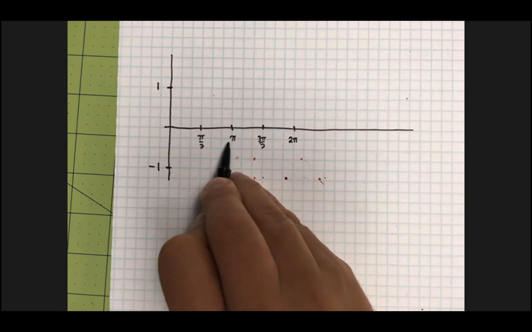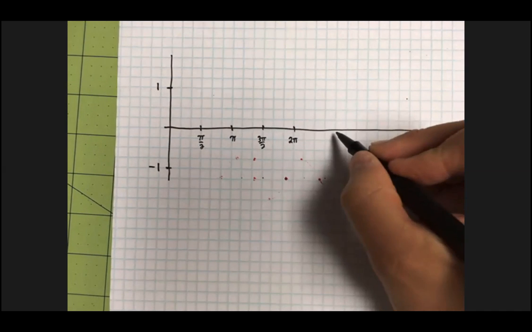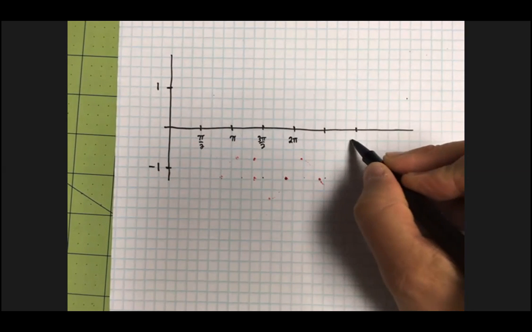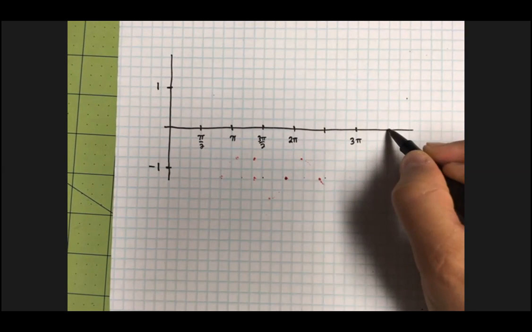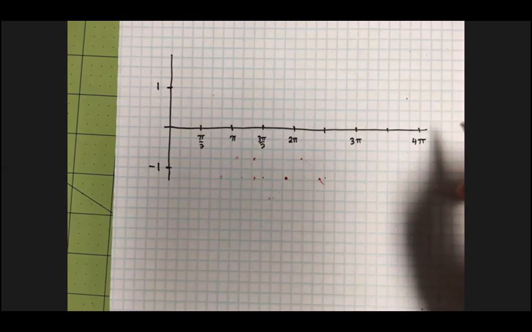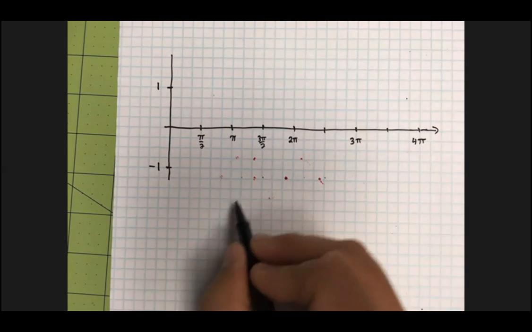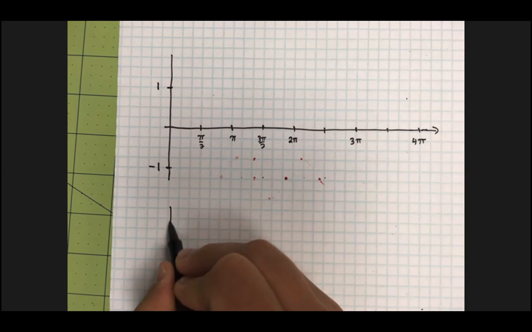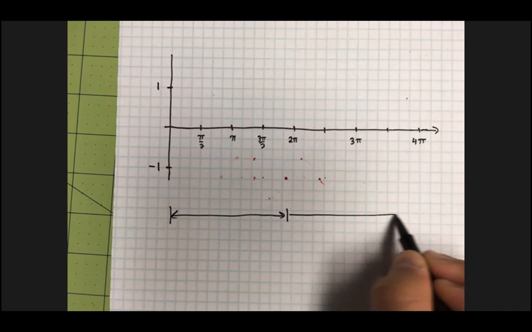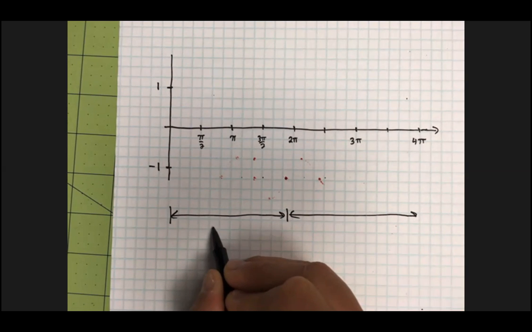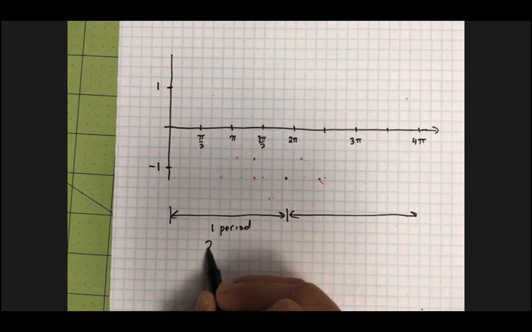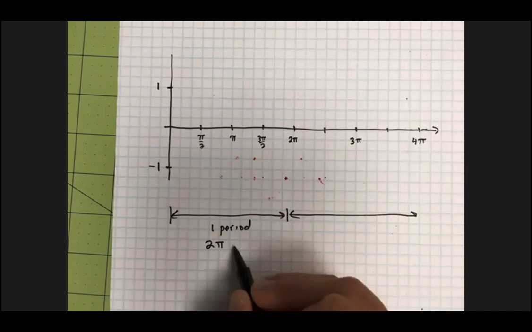Half pi, 2 halves pi, 3 halves pi, 4 halves pi. Let's try it again. Another half pi, full pi would put me at 3 pi. And another half pi and full pi would put me at 4 pi. Now notice that's enough for 2 cycles, 2 periods of sine or cosine. 1 period is 2 pi units.